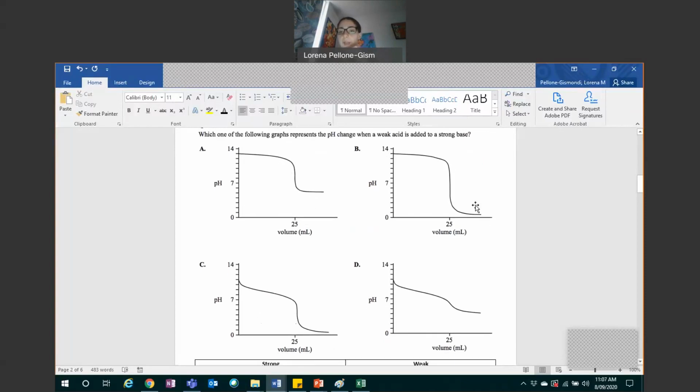B would be a strong acid added to a strong base. C would be a strong acid added to a weak base. And D would be a weak acid added to a weak base.